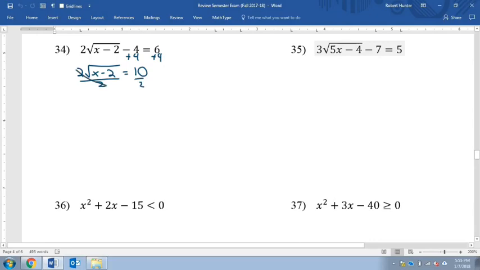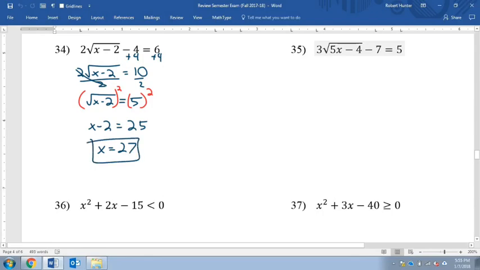So you got square root of x minus 2 equals 5. Now you got that root alone, just like in problem number 33, you can square it. So x minus 2 equals 25. Last but not least, move the 2. That's your answer. Alright. If you haven't tried one on your own, try 35.